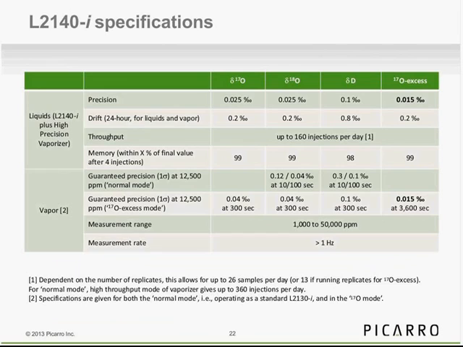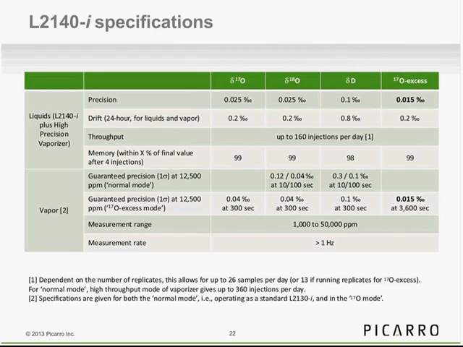So for our L2140, here are our specifications. Again, the take-home here is that we do guarantee precision on both O17 excess in addition to delta O18 and delta D. Our guaranteed precision on liquid injections is 15 per meg. I'll show some data where we do actually typically see better than that, but that is our guaranteed specification.